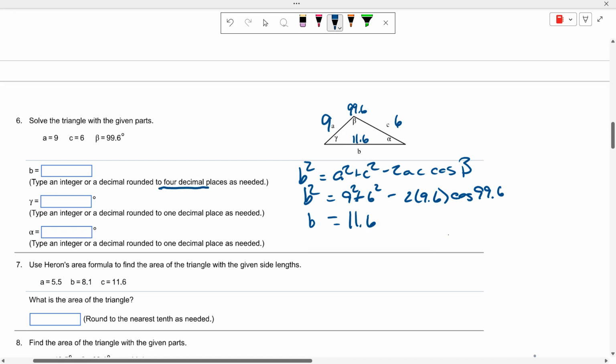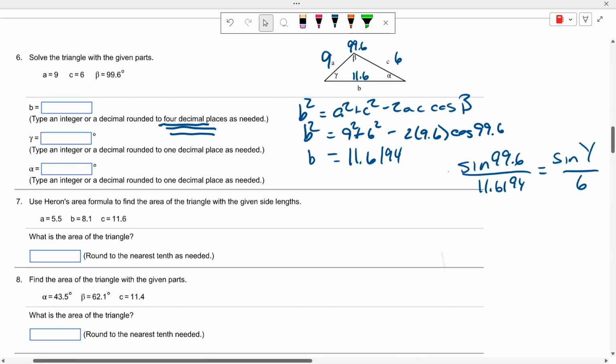Now make sure you use 4 decimal places. So it's 11.6194. So it's the sine of 99.6 over 11.6194 equals the sine of gamma over 6. Cross multiply and solve, and then just subtract to find angle A.